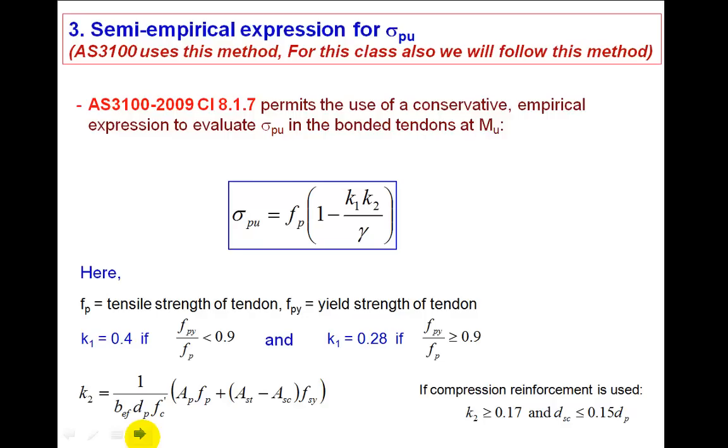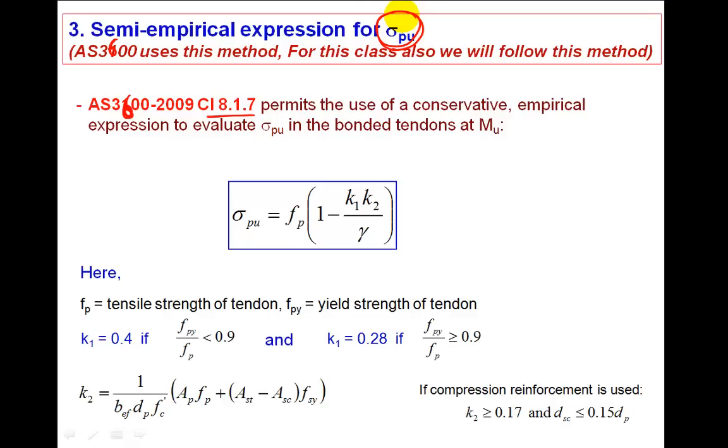But AS3600, here is a mistake again, this should have been AS3600. AS3600 2009 uses clause 8.1.7. If you look here, it uses a semi-empirical formula for finding sigma PU. So we'll be using a semi-empirical formula to find the stress at the ultimate point in the prestressing wire.